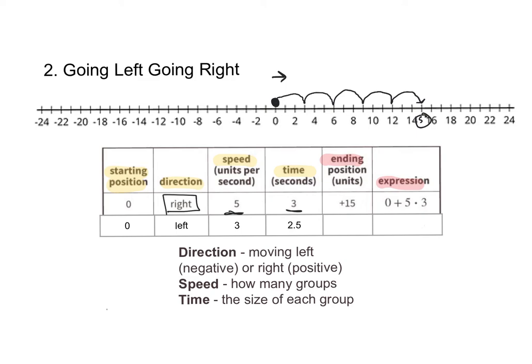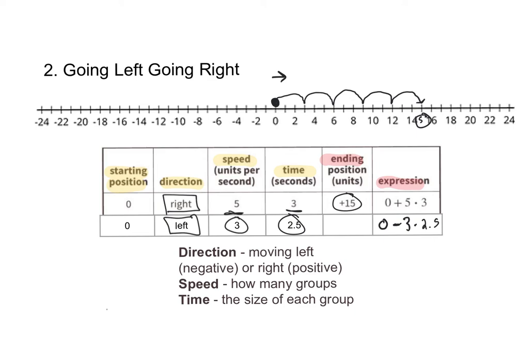So we would say that 0 plus 5 times 3 is a positive 15. Let's check out what would happen if we are now moving left in group. So our speed is 3 and our time is 2.5. So we're going to be moving 3 groups of 2.5. So we're going to start at 0. And since we're moving to the left, in this case, I'm actually going to have a negative sign there, or minus 3 times 2.5.